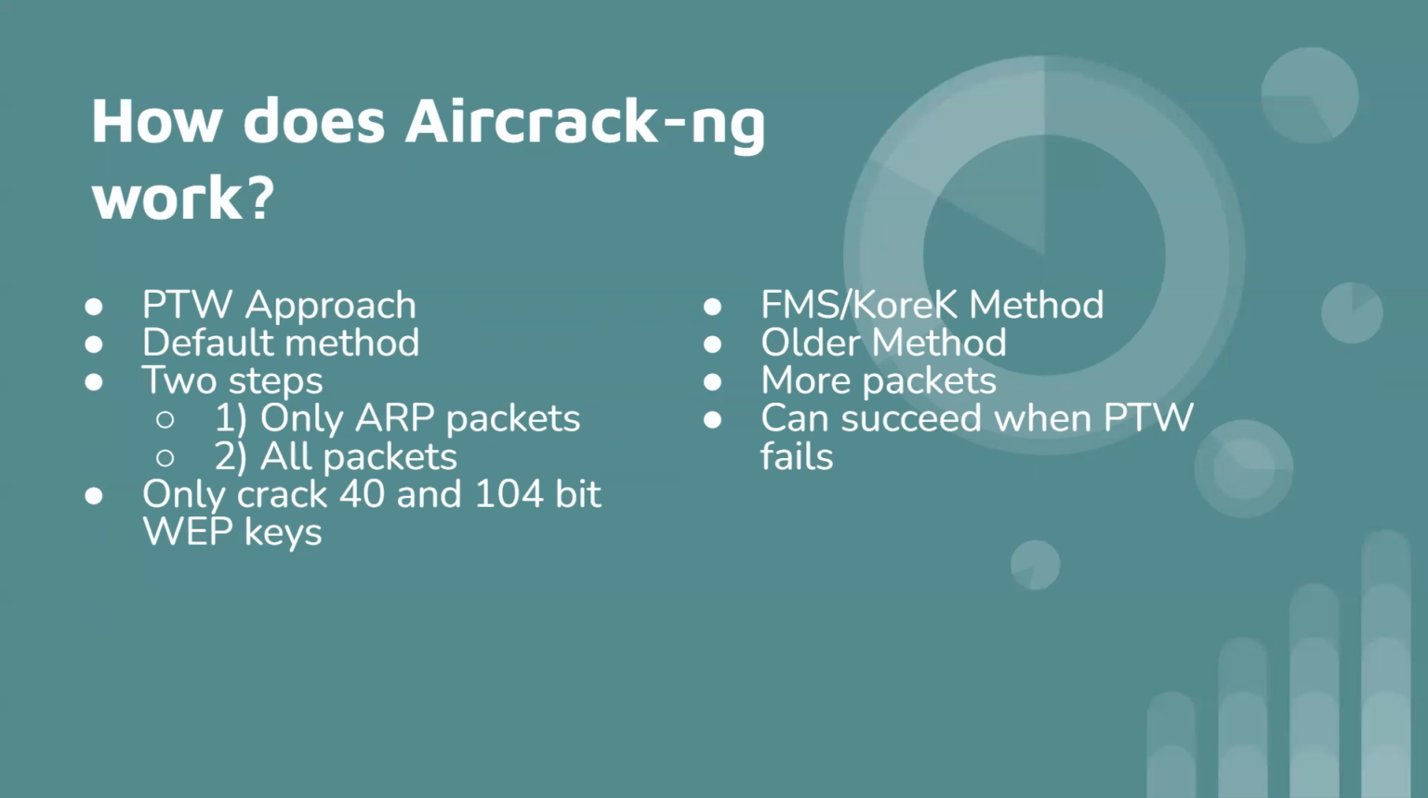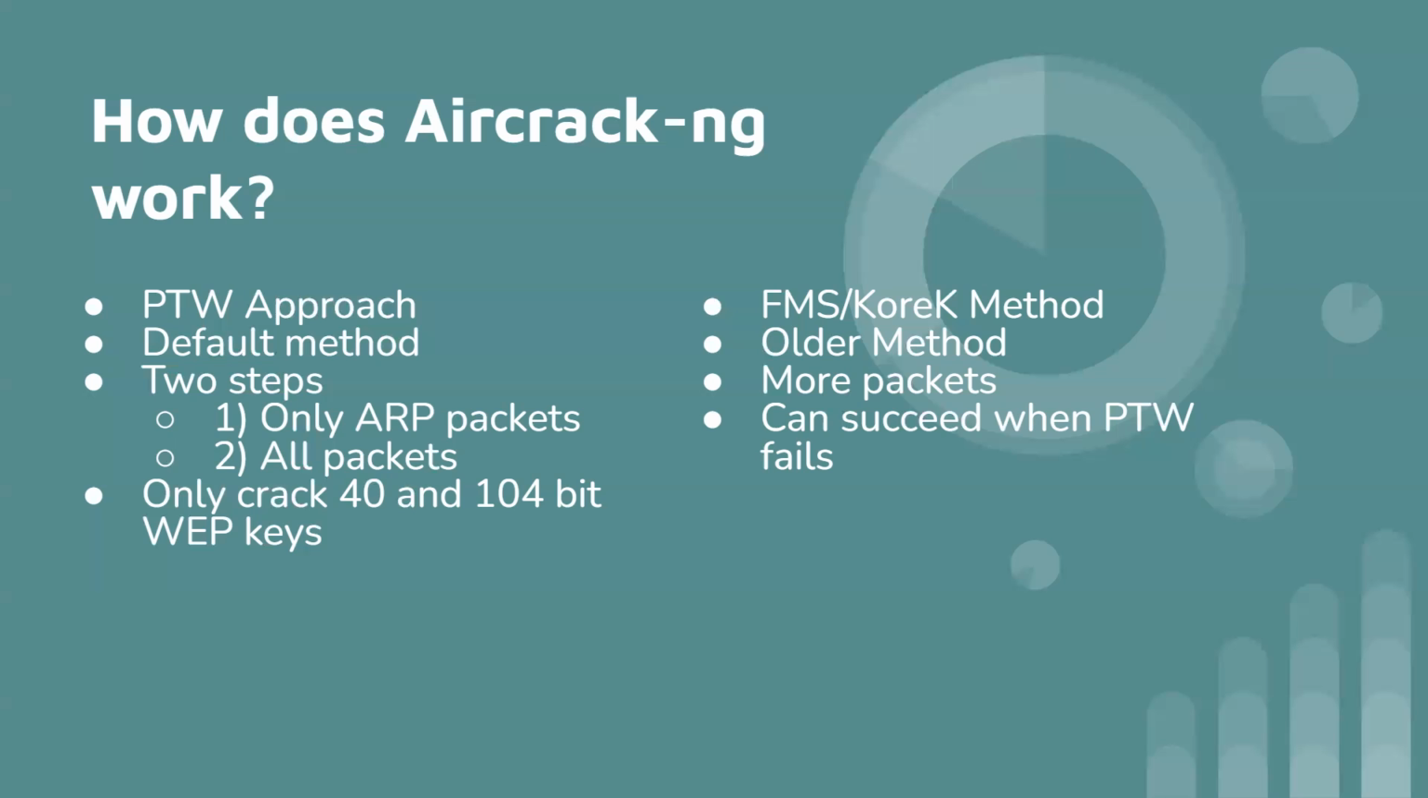Additionally, the PTW attack can only crack 40 and 104-bit WEP keys, although the advantage to PTW is that very few packets are actually required to obtain the WEP key. The other method used is the FMS or the Korek method. It's a little bit older and incorporates various statistical attacks in addition to brute force to obtain the key. It does require more packets, but can sometimes succeed when PTW fails.